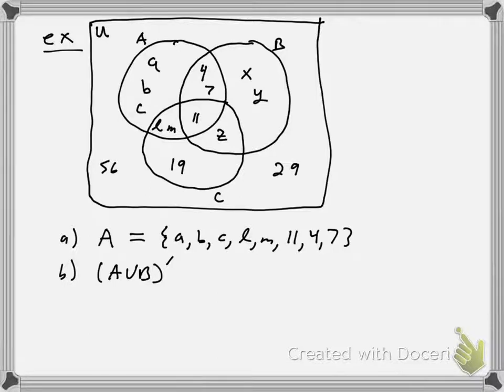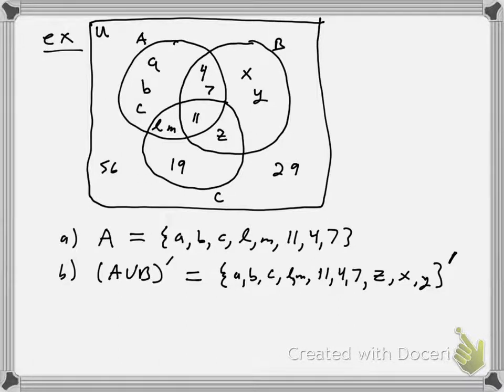Okay, so first what we're going to do is find A unioned with B. So that's everything in A and B. Well, that would be A, B, C, L, M, 11, 4, 7, right? And then everything additional that's in B: Z, X, and Y. Okay, that's all the things in A union B, because remember, A union B is just take everything in the A circle or the B circle. Now we're going to take the complement of that set, so everything outside of that list.